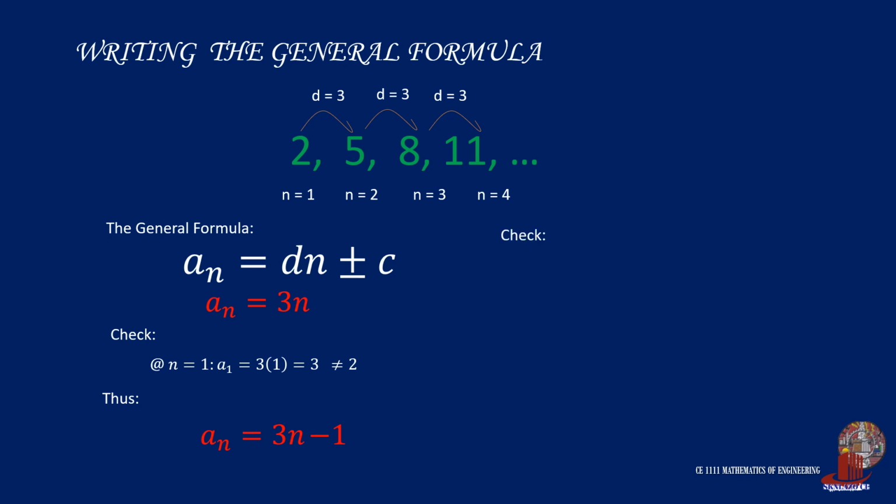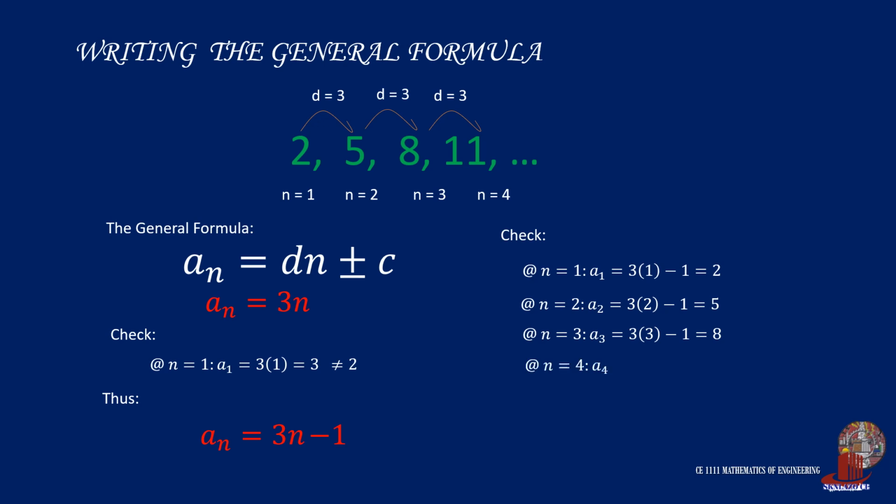Check the terms once more. So at n equal to 1, a1 is 3 times 1 minus 1, and that is 2. At n equal to 2, a2 is 3 times 2 minus 1, which is 5. Then at n equal to 3, a3 is solved as 3 times 3 less 1, which gives 8. Finally, at n equal to 4, a4 is 3 times 4 minus 1, and that is 11. All of the values are those from the pattern, so the general formula is a sub n is equal to 3n minus 1.